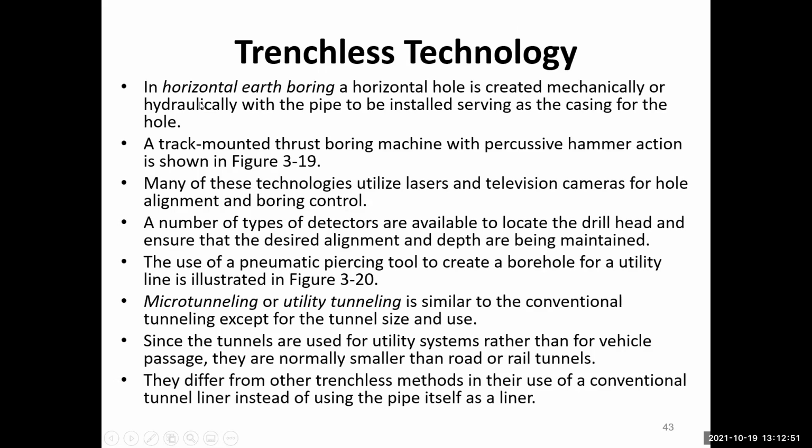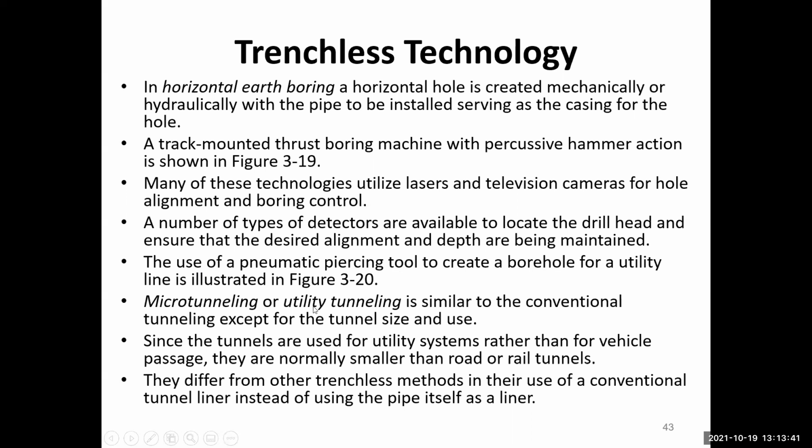On the other hand, there are other trenchless technologies, such as horizontal earth boring. A horizontal hole is created mechanically or hydraulically, with the pipe to be installed serving as the casing for the hole. A track mounted thrust boring machine with percussive hammer action is also shown in this next figure. Many of these technologies utilize lasers and television cameras for hole alignment and boring controls. A number of types of detectors are available to locate the drill head and ensure that the desired alignment and depths are being maintained. The use of pneumatic piercing tools to create a borehole for a utility line is illustrated in figure 3-20.